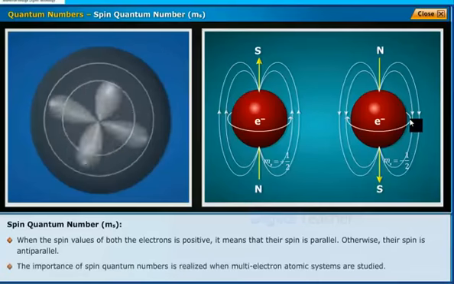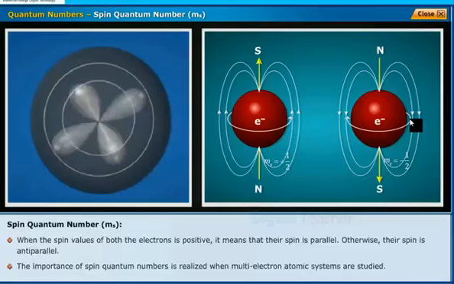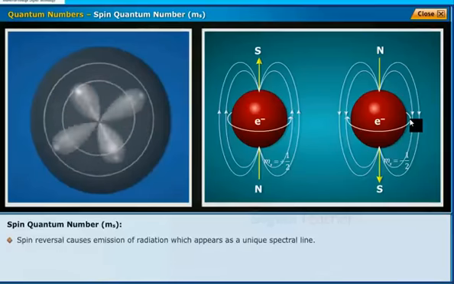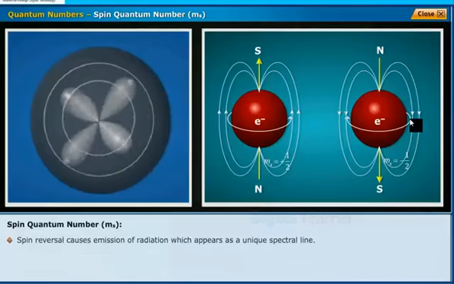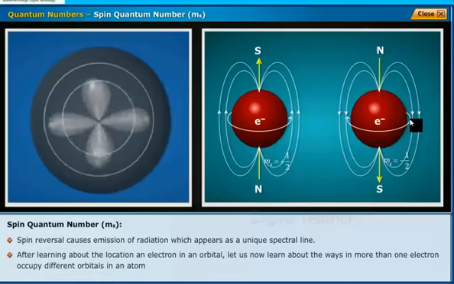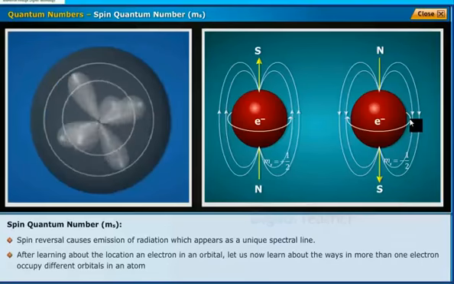The importance of the spin quantum number is realized when multi-electron atomic systems are studied. Spin reversal causes emission of radiation, which appears as a unique spectral line. After learning about the location of an electron in an orbital, let us now learn about the ways in which more than one electron occupies different orbitals in an atom.